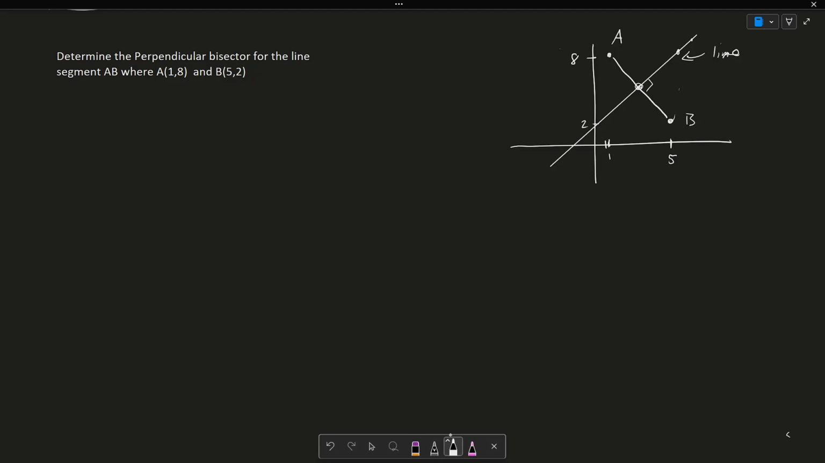Whatever the case, we would like to find this line in this question. This is a perpendicular bisector to AB. Well, the first step is to find the midpoint of AB. And we would use the midpoint formula. We went over that last unit, and it looks like that.